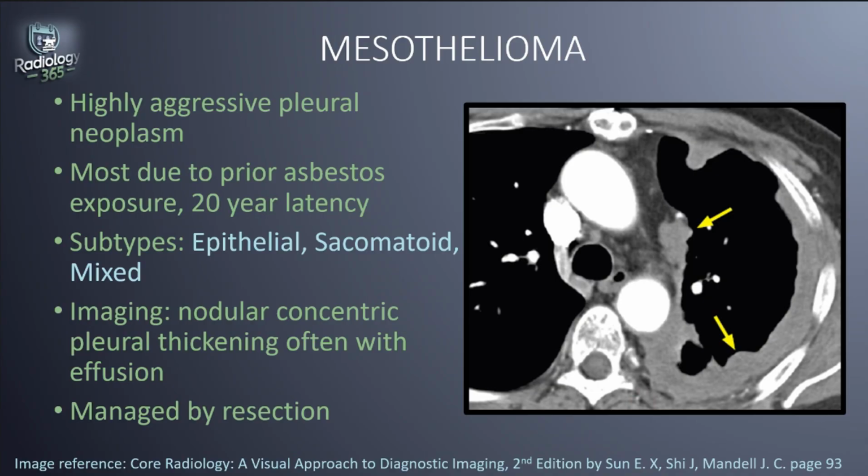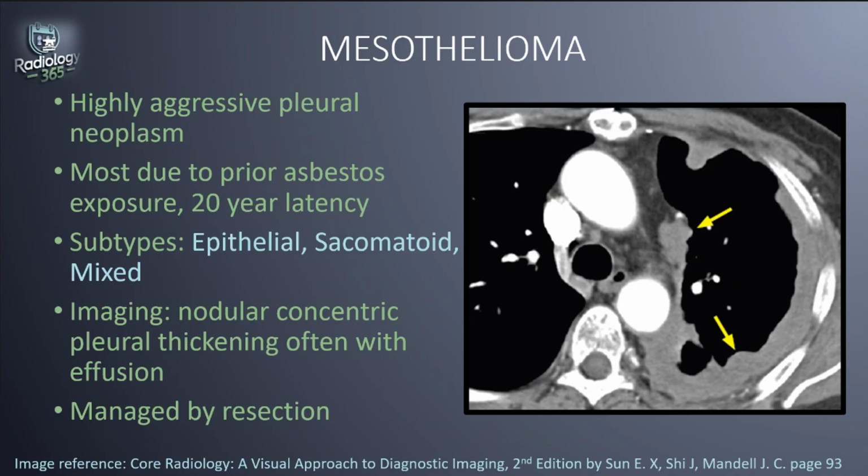CT of mesothelioma typically shows nodular concentric pleural thickening, often with an associated pleural effusion. The role of surgery is evolving with the goal to resect all visible tumor. Trimodality therapy involving surgery, intraoperative heated chemotherapy, and radiation has been shown to provide benefit for a subset of patients.